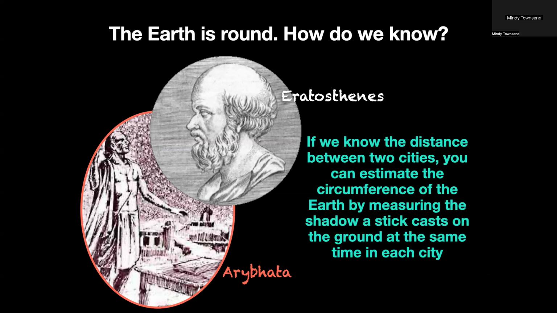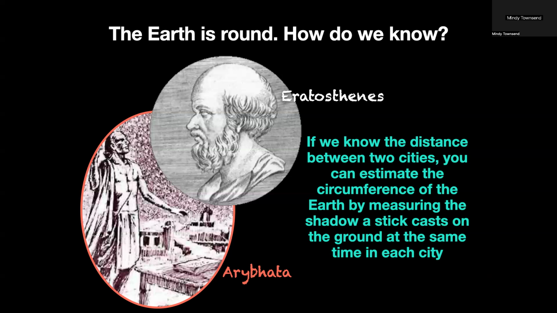In fact, there are two examples of scholars coming to this conclusion independently. So one was Eratosthenes in Greece around 240 BCE, and the other is Aryabhata in India around 500 CE. So this is Eratosthenes, this is Aryabhata. So each figured out a deceptively simple but kind of ingenious way to measure the circumference of the Earth.